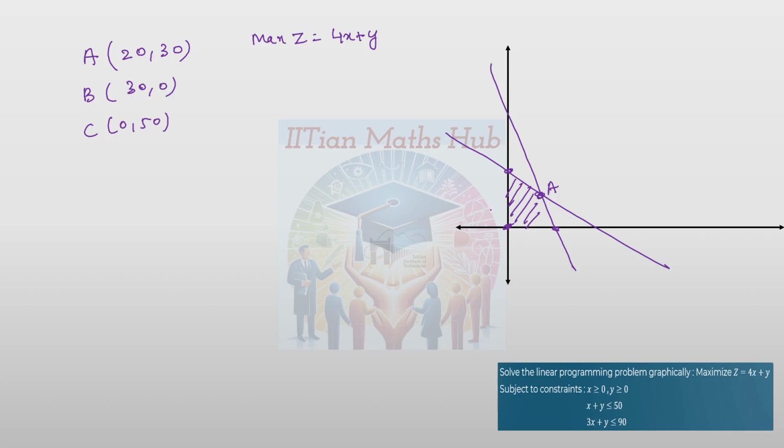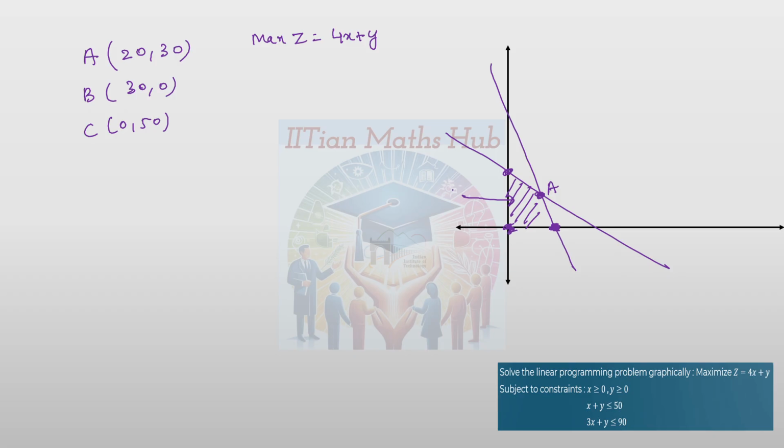Suppose the point is lying inside or on the corner points, that point is also considered. So the point which is inside the feasible region or at the corner points will give you the feasible solution, and the point that is outside the feasible region will give you the infeasible solution.